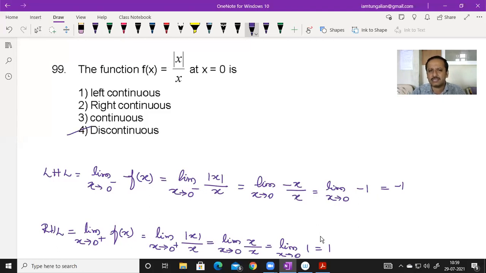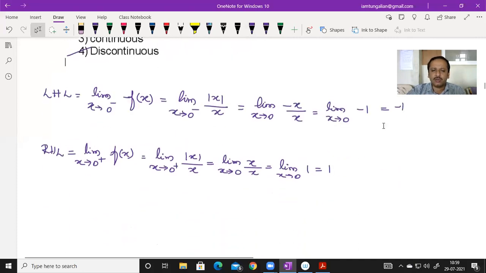Okay. So you need not prove all these things. Directly you can also write mod x by x, it is nothing but the signum function. The signum function, as you know, is discontinuous at x equal to 0.